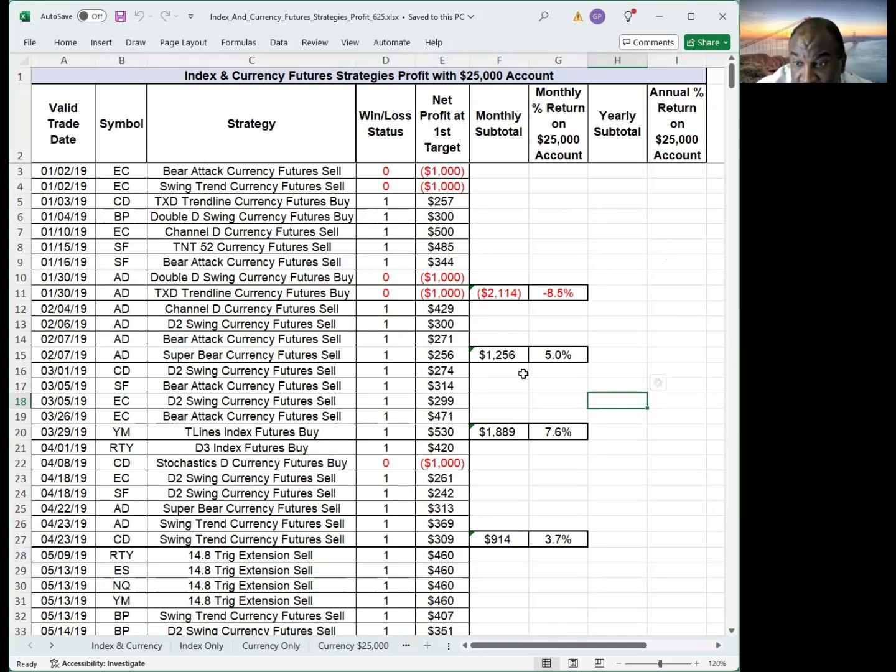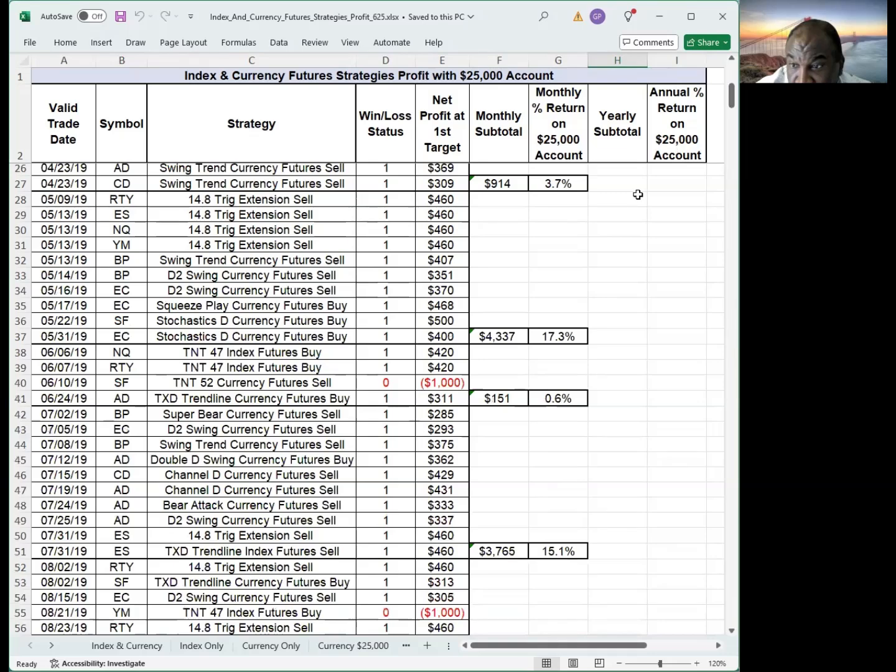Okay, one month is offset by another month. This month is offset by this month. That done. Okay, next month, positive returns. This is percent return based on a 25 grand account. Next month, spectacular month, 17% return.